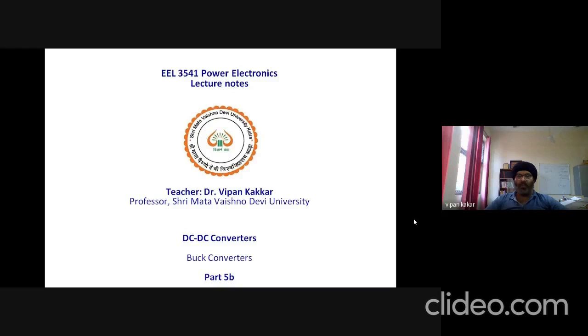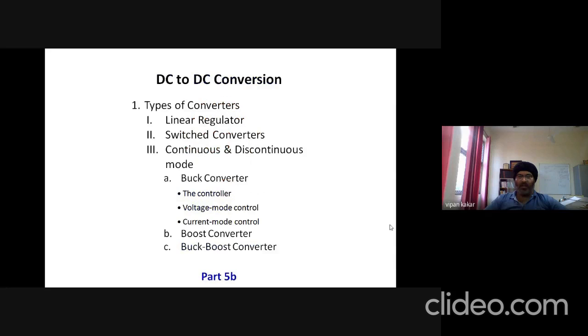All right, so let's start with the next section of this chapter on DC to DC converters. In the last section, part 5a, we discussed some basic principles and a basic introduction to DC to DC converters. And we also started talking about different types of converters. We'll summarize the linear regulator, which we discussed in the last section.